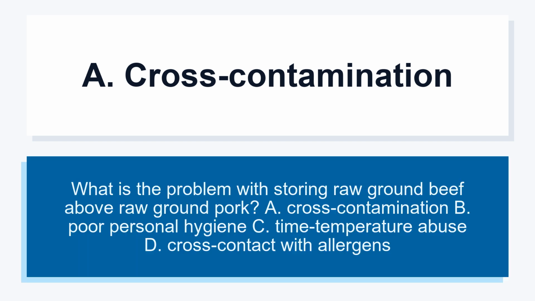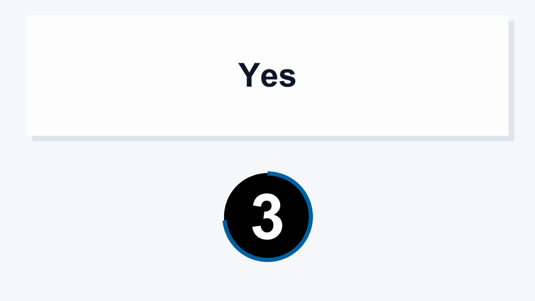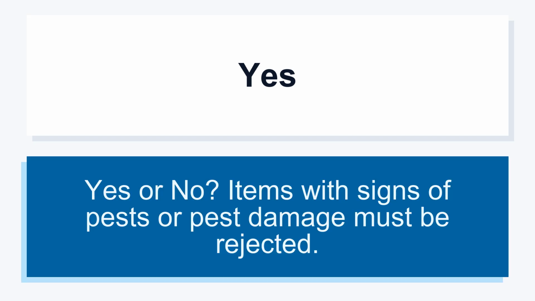What is the problem with storing raw ground beef above raw ground pork? A. Cross-contamination. B. Poor personal hygiene. C. Time temperature abuse. D. Cross-contact with allergens. Yes. Yes or no? Items with signs of pests or pest damage must be rejected.